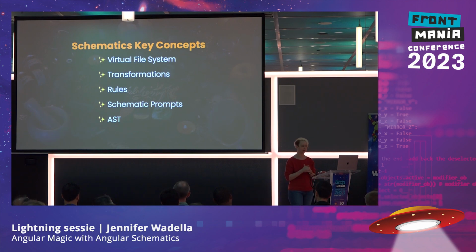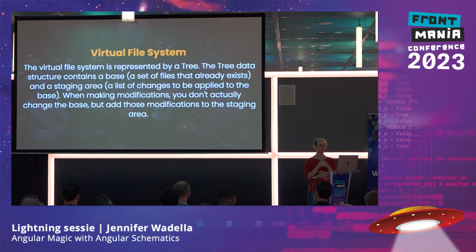That's a very abstract concept, but we have schematic prompts. And then finally, we have AST, the abstract syntax tree, that is a complicated beast and is probably the scariest part of dealing with schematics. So when we look at this virtual file system, this is represented by a tree. It's very similar to your side nav in your editor, where you open up your folder structure and kind of drill down.